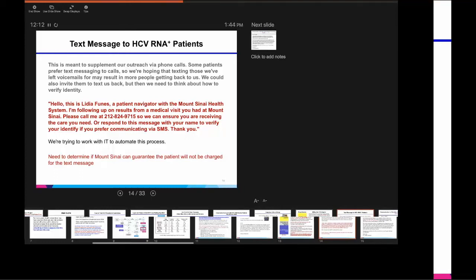Well, that's an interesting idea. We probably ought to do one in Spanish too, actually. Yeah, good thought, Joe. And the last part, you're already addressing them by name, but then you're asking them to text back the name to verify identity.